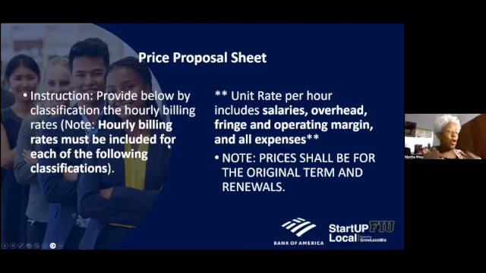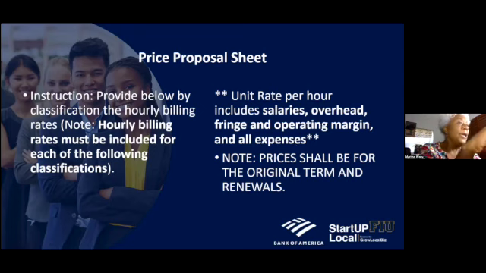This is what your rate to pay him is. And so if you take the 45 divided by 2080, which is the number of hours that the government looks for as a full-time equivalent person, you come up with a yearly salary for that person. But what they're looking for in that unit rate, that person's salary, which we said could be the $45 an hour, is overhead, fringe, operating margin, and all expenses.